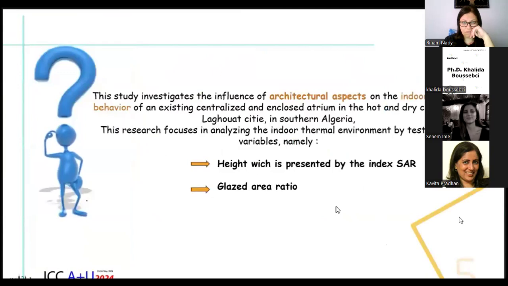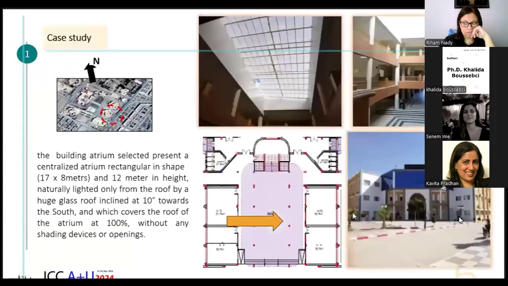The study investigates the influence of architectural aspects on the indoor thermal behavior of an existing centralized and inclusive atrium in the hot and dry climate of Laghouat city in southern Algeria, by testing two variables, namely height, which is represented by the index SAR, and glassed area ratio. The building atrium selected presents a centralized atrium rectangular in shape, 70 by 8 meters and 12 meters in height, naturally lighted only from the roof by a huge glass roof inclined at 10 degrees toward the south, and which covers the roof of the atrium at 100% without any shading devices or openings.